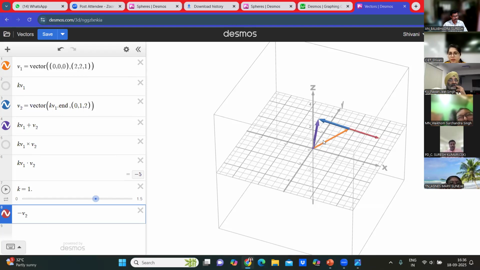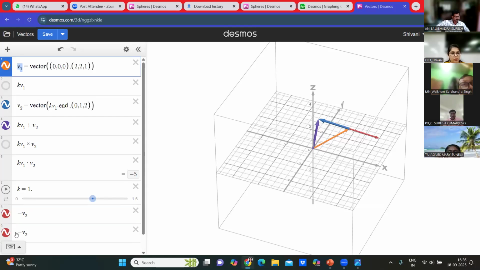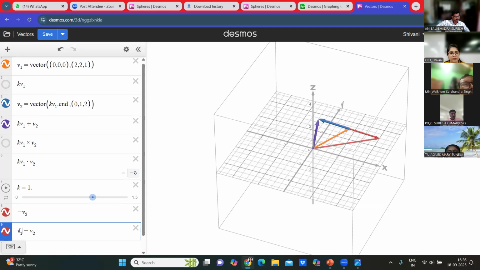Minus V2, you can see that if it is V2, then minus V2 is in the opposite direction. So here the red arrow represents minus V2. What is V1 minus V2? Here we can see the simple basic V1 minus V2. This arrow represents V1 minus V2. So these are some concepts which we can show in the classroom, and it's very interactive.